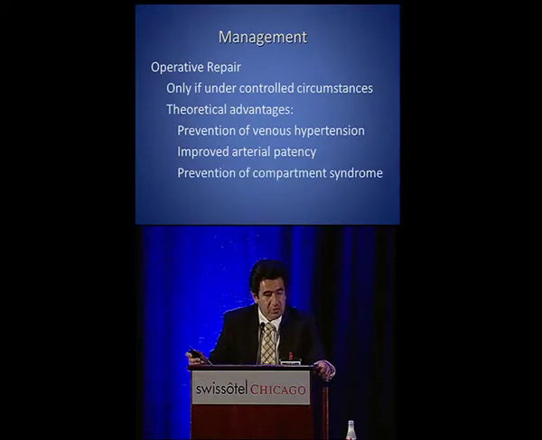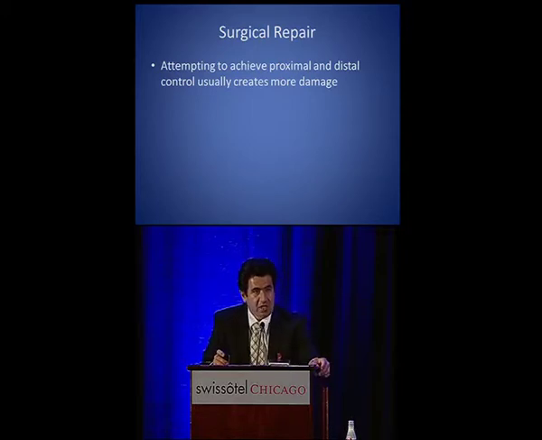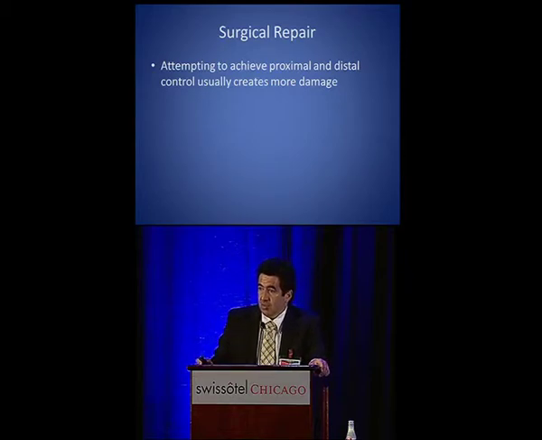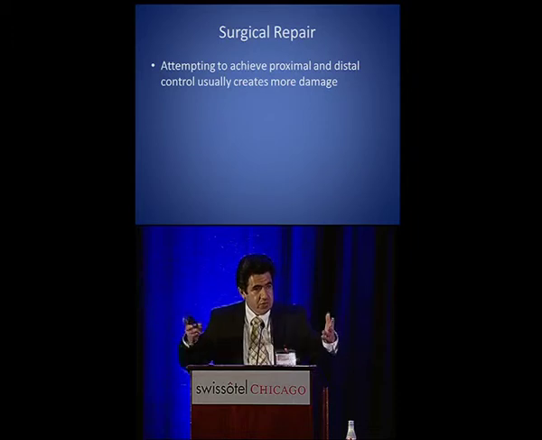Once again, preventing a compartment syndrome is another theoretical advantage. Now, the surgical repair has to be done carefully. The main mistake people make is that they try to treat veins as if they were arteries. One of the principles of arterial repair is that you need to achieve proximal and distal control. So you expose the artery above and below the site of injury and you put clamps.